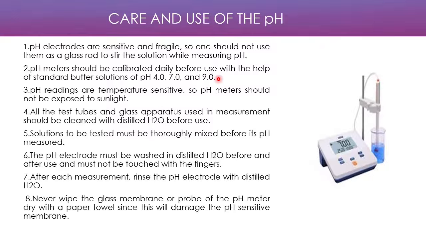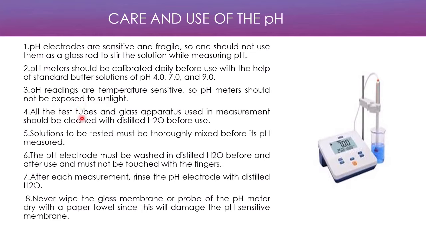Care and use of the pH meter. 1. The pH electrodes are sensitive and fragile, so one should not use them as a glass rod to stir the solution whilst measuring pH. 2. pH meters should be calibrated daily before use with the help of standard buffer solutions of pH 4, 7, or 9. 3. pH readings are temperature sensitive, so pH meters should not be exposed to sunlight.